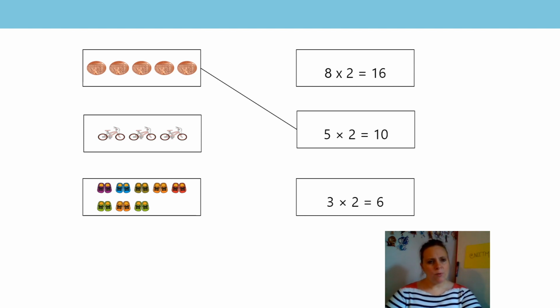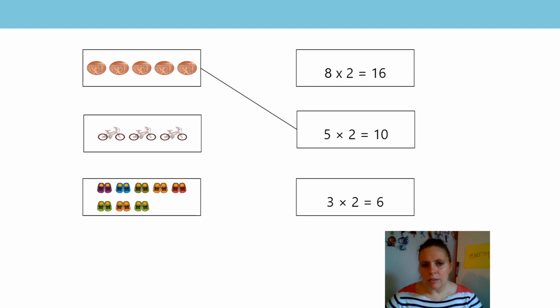Okay, let's look at the bicycles next. Oh, do you know what I noticed first? I noticed the value of each group. I can see the value of this group is 2. And then it was really easy to see the product of this group, the number of wheels altogether. It was 6. I could have counted them in ones, but I know that I'm working in 2s and that it's more efficient. So I counted to myself 2, 4, 6.